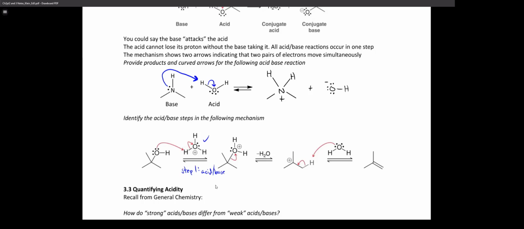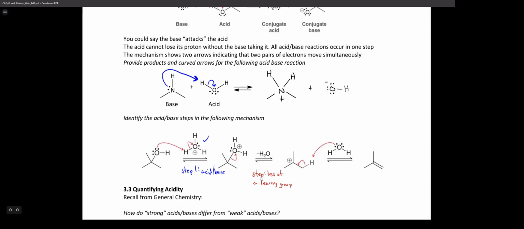Is step 2 acid-base? No, it's loss of water here. Step 2 is something we haven't learned yet, called loss of a leaving group. Water picks up its electrons and says, I'm leaving you. So not acid-base. That's the only thing that's important.